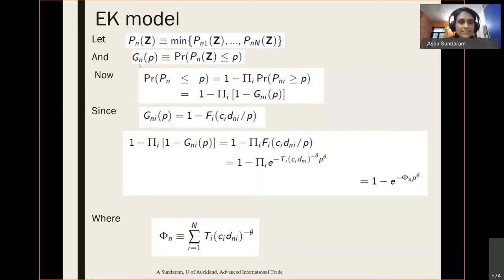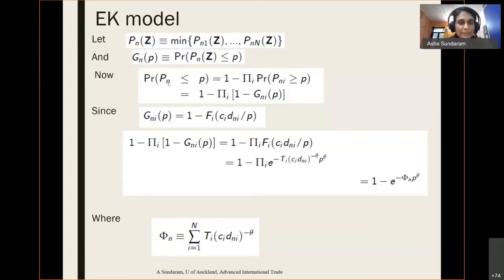Now that's going to give us the distribution of prices in India, which we're going to define as G_N of P. So this is the distribution of prices. And what is the definition of that? It's just the probability that the price in India is less than or equal to the constant P. So we're just defining the CDF of prices. What is that? So the probability that the price in India is less than or equal to P is one minus the probability that everyone ships it to us at greater than or equal to P, because we're picking the least cost supplier here, right? We're picking the one that can deliver it to us at the minimum.